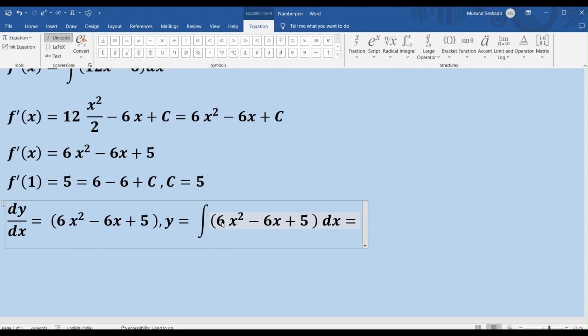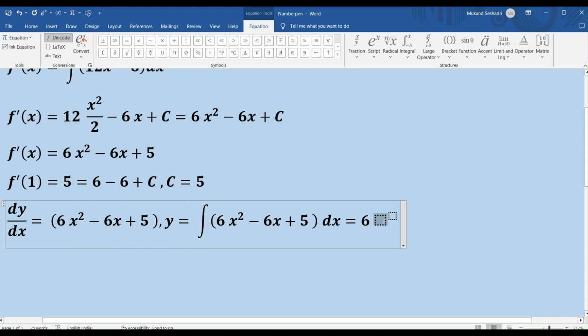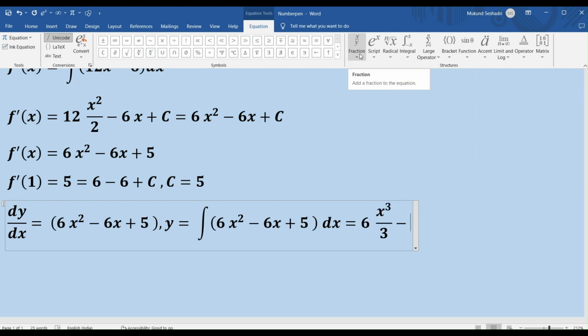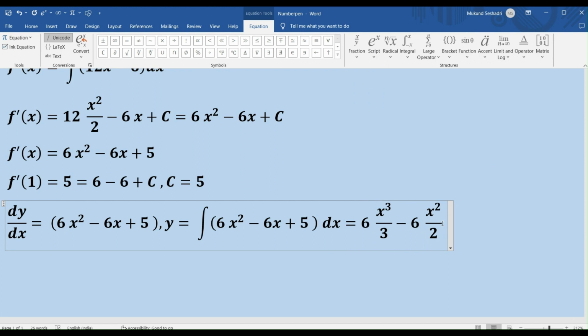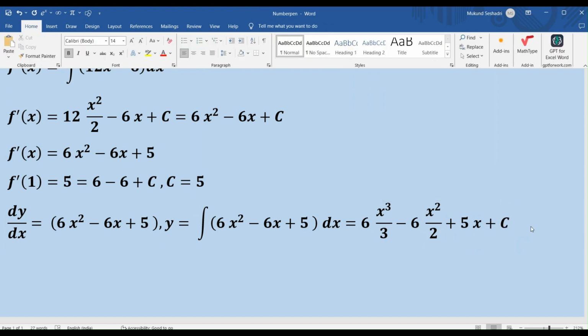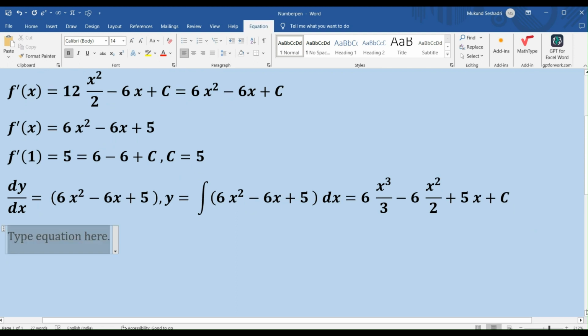So let's take the first part of this function. Integral of 6x squared dx is nothing but 6 times integral of x squared dx, which is x cubed by 3, right? I have minus 6x dx. Integral of x dx is nothing but x squared by 2. And then I have integral of 5 dx, which is nothing but 5x, right? And then I have my constant, right? I know that this can further be simplified, so let's write down our y in the next line.